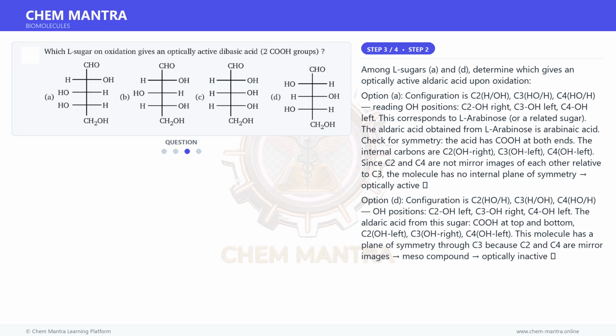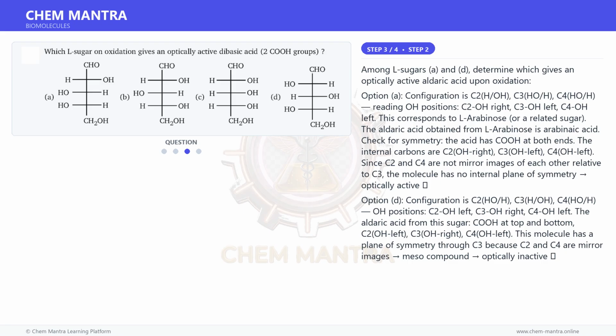Among L sugars, A and D, determine which gives an optically active aldaric acid upon oxidation. Option A configuration is C2 OH right, C3 OH left, C4 OH left. This corresponds to L-arabinose or a related sugar. The aldaric acid obtained from L-arabinose is arabinaric acid.